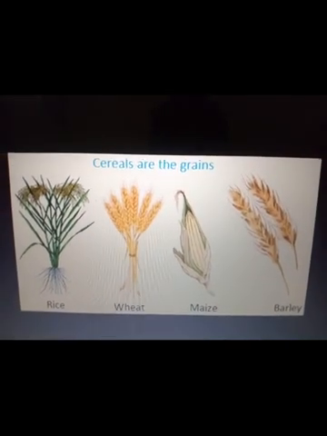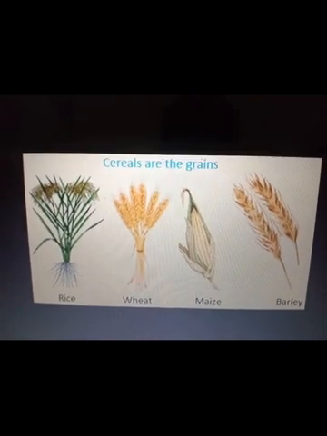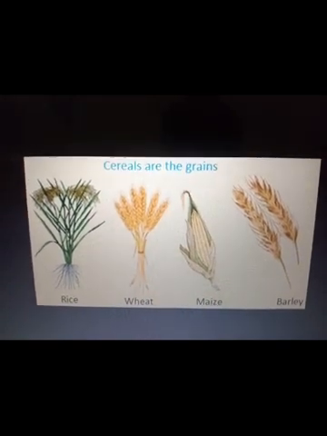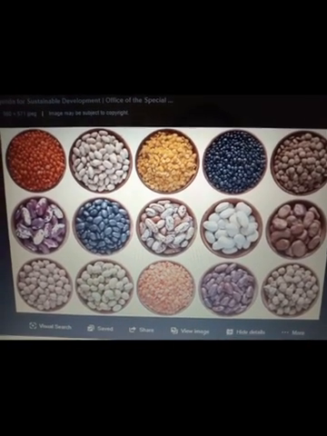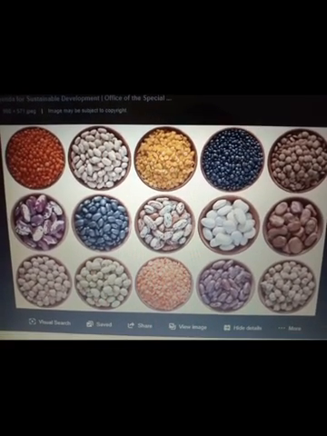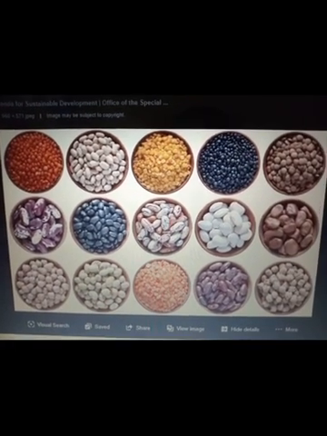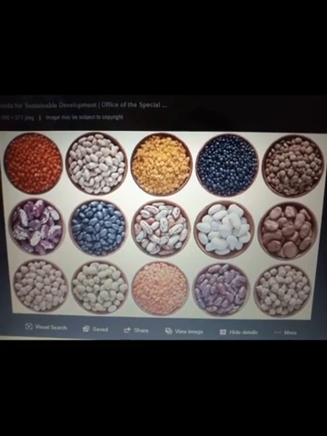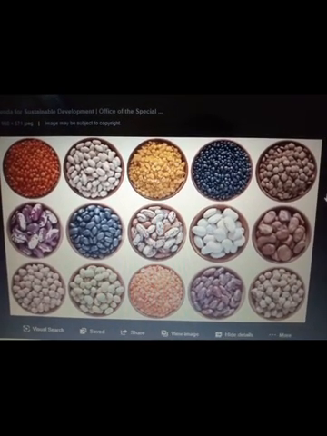So what are cereals? Cereals are the grains like rice, wheat, maize. See this. What is this? These are pulses. You have kidney beans that are called rajma. You eat rajma, dal. These are all pulses.